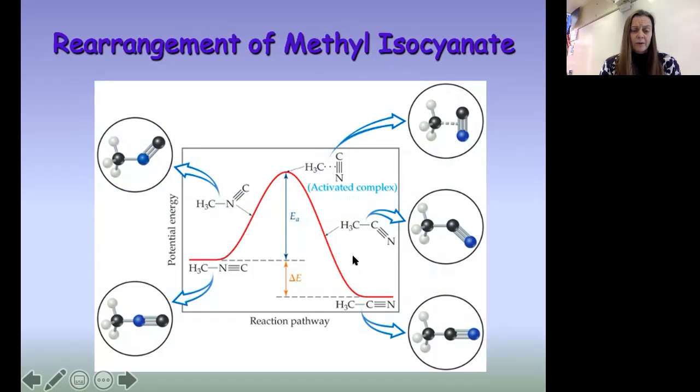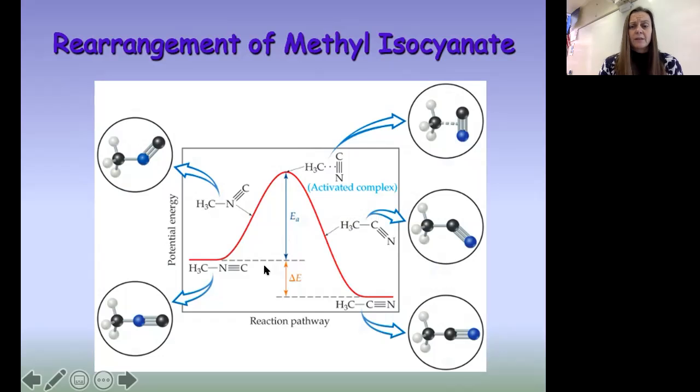If, as I said, the products were higher over here, then that would indicate that not only do we have to put in the activation energy, but we actually have to put in energy beyond that just to keep the reaction moving forward. And again, those can happen just at room temperature.